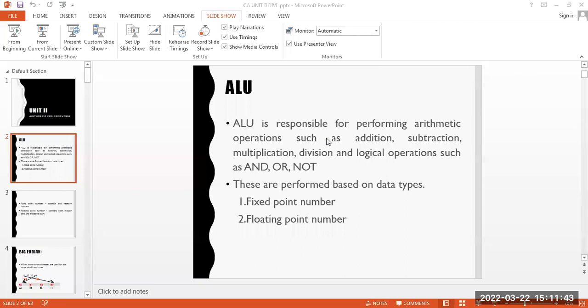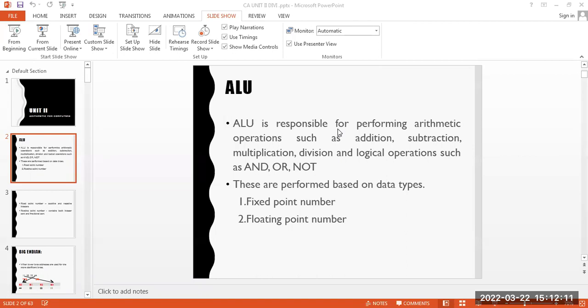Hi everyone. Today we are discussing the topic ALU in arithmetic computer architecture. ALU stands for arithmetic and logical unit. It is used to perform arithmetic operations like addition, subtraction, multiplication, division, and the logical operations AND, OR, NOT.